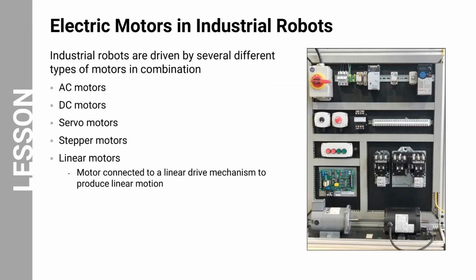Note that industrial robots work mostly with a combination of several different types of motors. The robot could utilize various motor types, including AC motors, DC motors, servo motors, stepper motors, or linear motors. Linear motors, specifically, often involve another type of motor connected to a linear drive mechanism to produce linear motion. These motors can be used in combination. For example, a robot might employ all DC motors, or it could use an AC motor for one component and DC motors for others, or even utilize all servos or all steppers. We will discuss each motor type individually, exploring their construction, components, and applications.